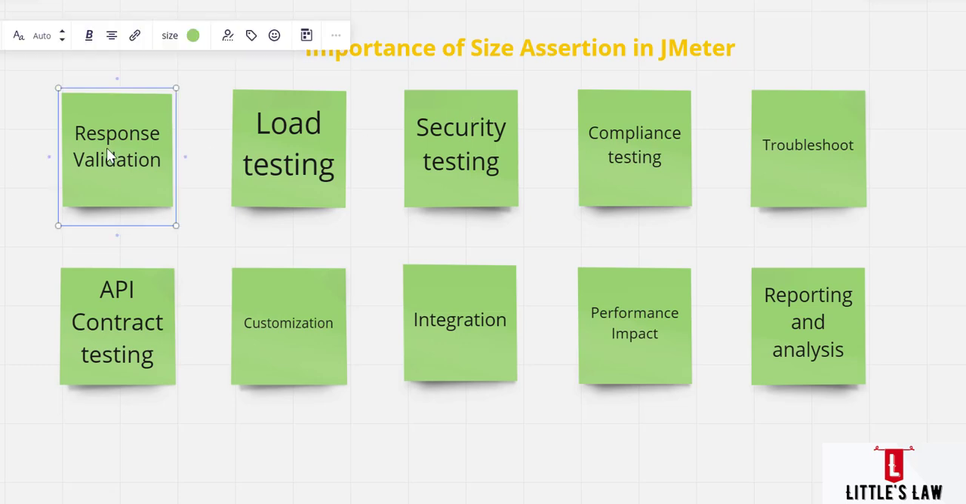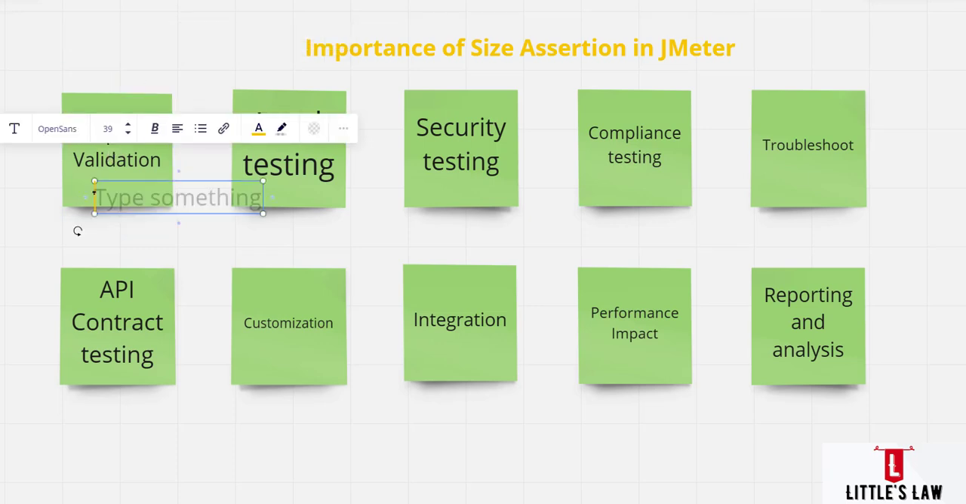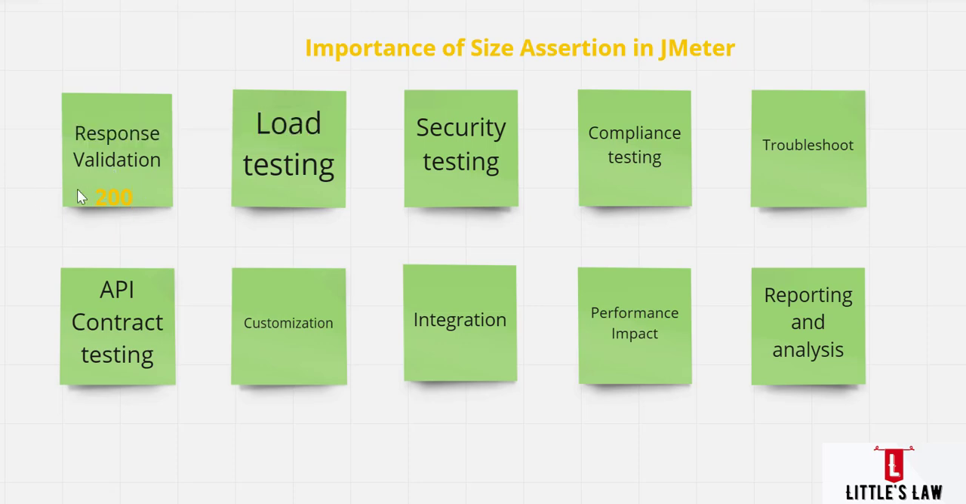The first one is response validation. In most of our scenarios nowadays, we are using APIs for testing. In case we are testing an API or web application, it's important to ensure that the response we receive is not only correct but also complete. In most scenarios, we might get a 200 as the response code, but are we sure that the response is complete?